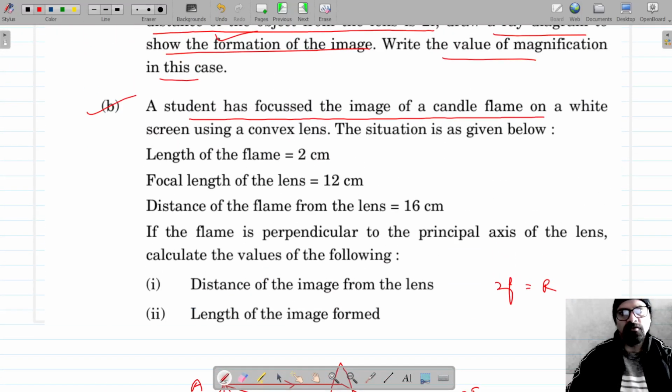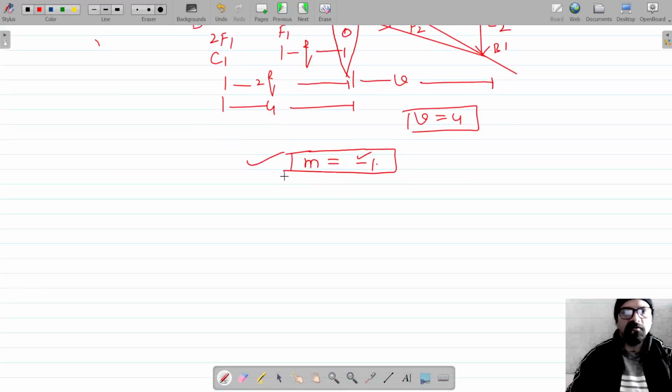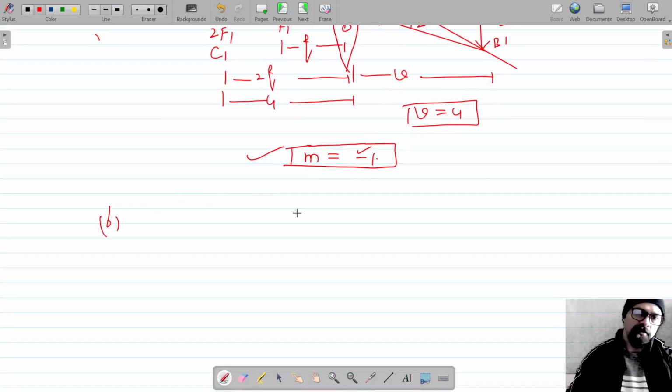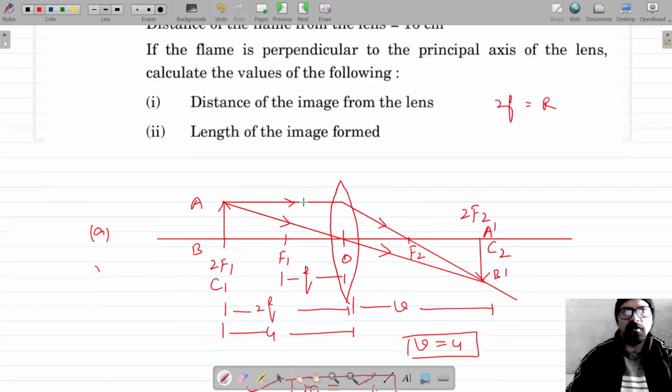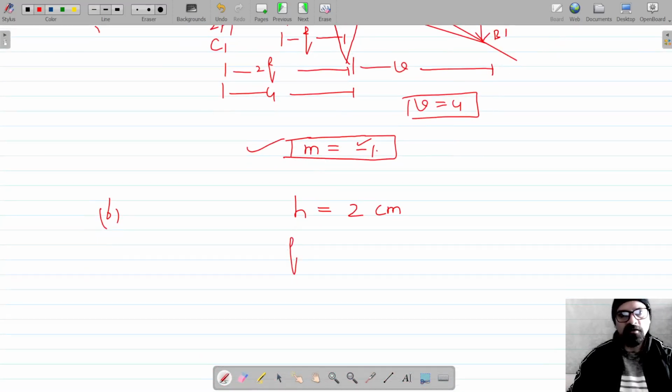A student has focused the image of a candle flame on a white screen using a convex lens. The situation is given below. This is part B. The length of the flame, that is the height of the object, is 2 centimeter. And the focal length, this is a convex lens, so the focal length is positive, 12 centimeter.